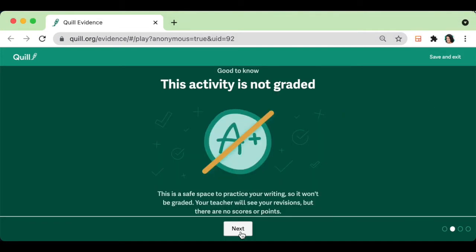The first one is to let students know that they will not receive a grade or score for this activity. We are emphasizing here that this tool's goal is to help them improve, not to evaluate them.